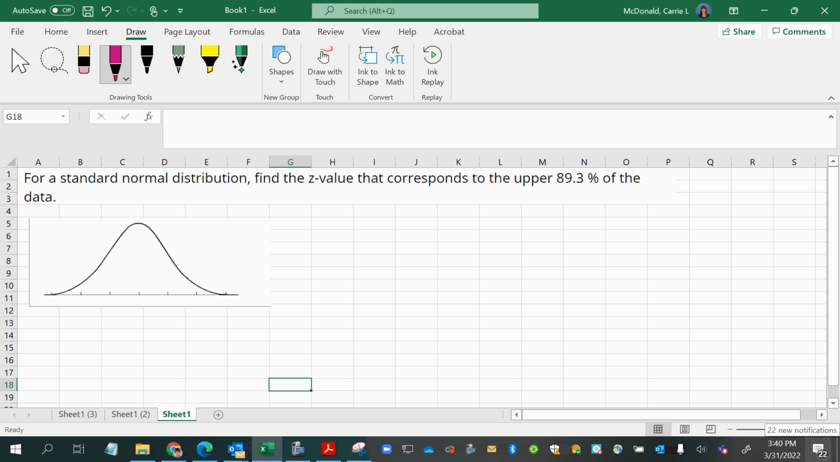For a standard normal distribution, find the z-value that corresponds to the upper 89.3% of the data.